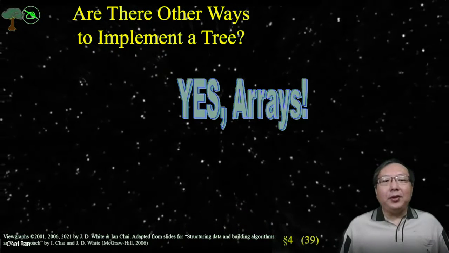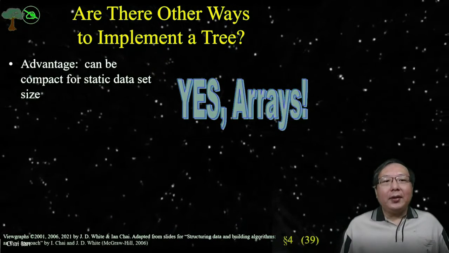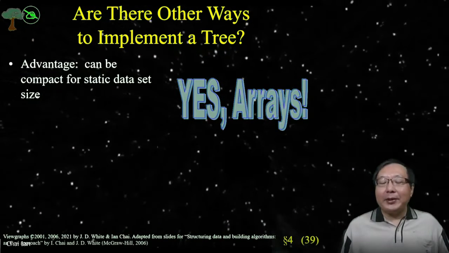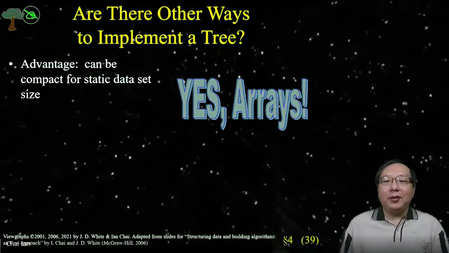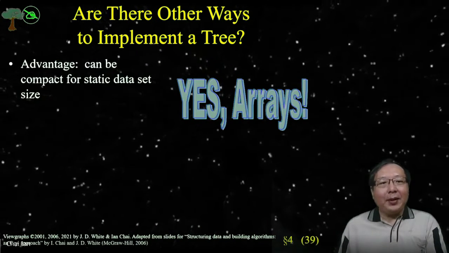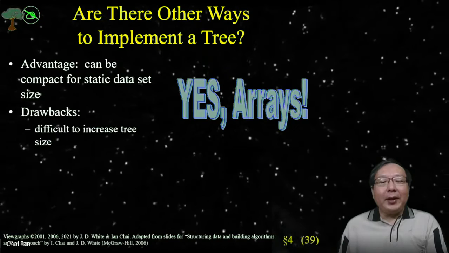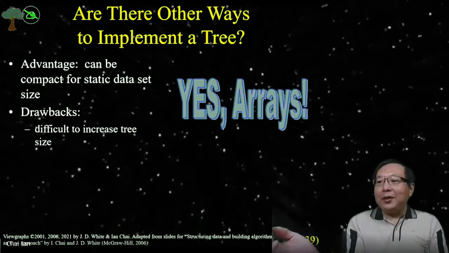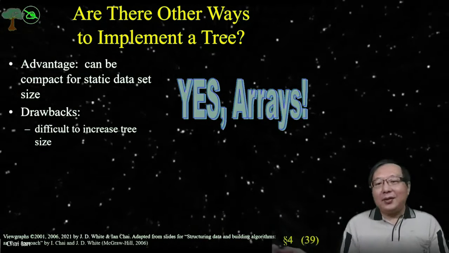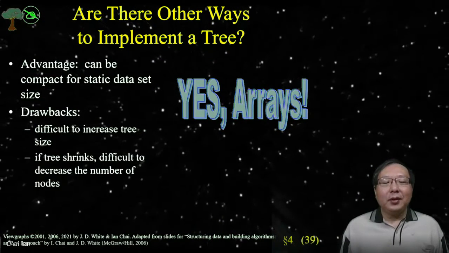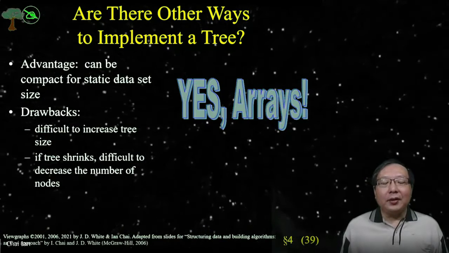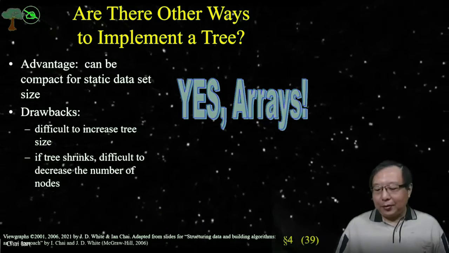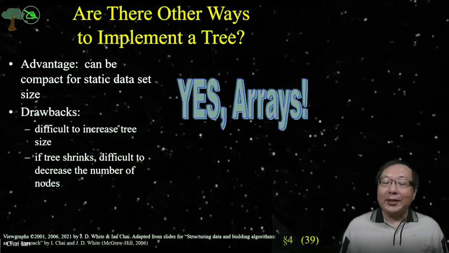You can use arrays to implement trees. The advantage is that it can be compact if the data set is a specific size. If you know the size of the data ahead of time, then you can make it very compact. But the drawback is that if you don't know the size, or if you later realize that you need to increase the size, then it causes problems. If the tree shrinks also, basically if the size keeps changing, then arrays are not so good, unless you don't mind wasting space.